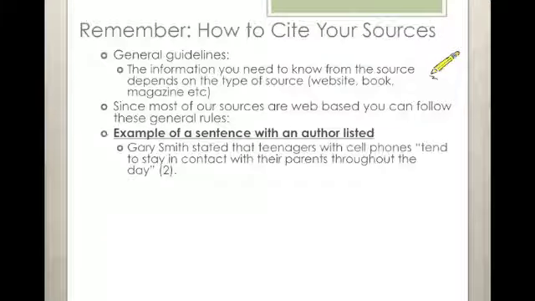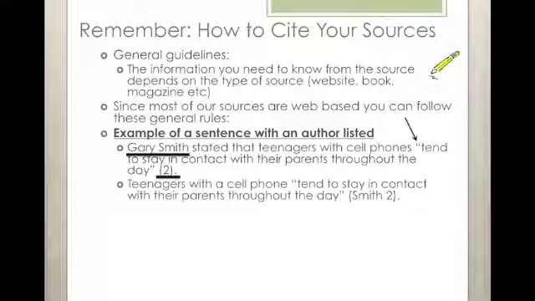So here's an example sentence where you have the author listed. So you start by saying the author's name in the sentence somewhere. Gary Smith stated that teenagers with cell phones tend to stay in contact with their parents throughout the day. You've got the page number listed at the end. The period is at the end of the sentence after all of that. And you've also got quotation marks around the actual part that you're using word for word. Teenagers with a cell phone tend to stay in contact with their parents throughout the day.